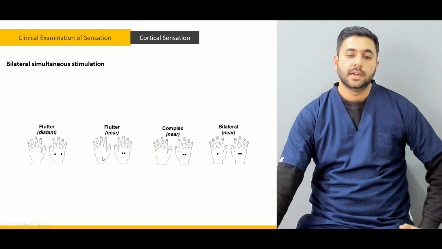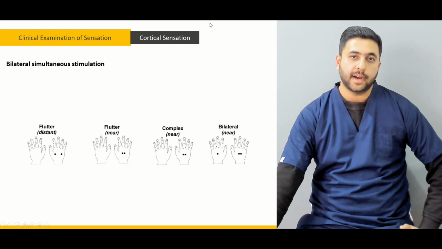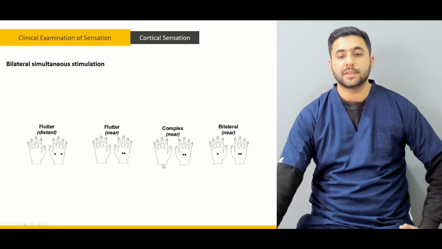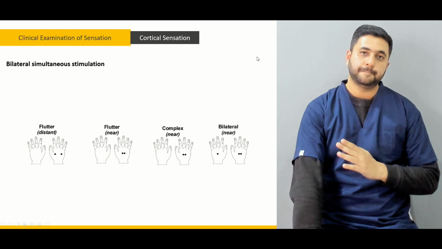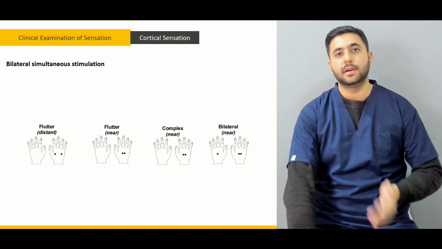As you know, the sensations generally cross and move towards the contralateral cortex. So if we have a problem, for example, in the left hand, and there is no abnormality in the right hand, then we can trace out this left hand abnormality to the right side of the cerebral cortex, because the fibers generally cross in the spinal cord.